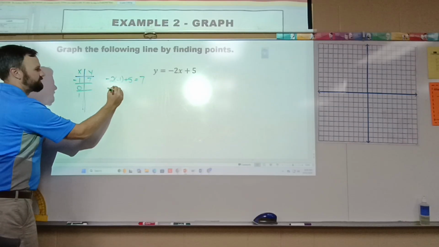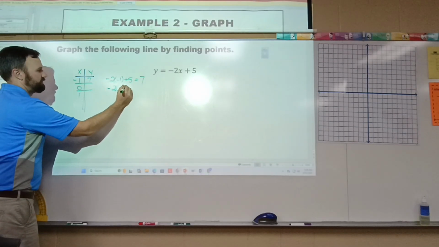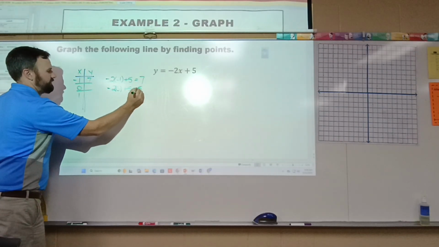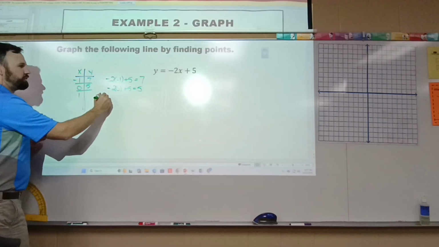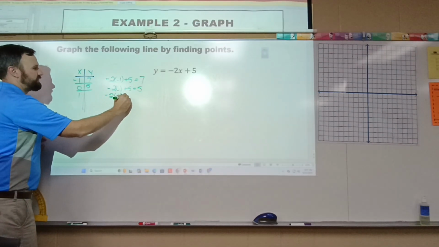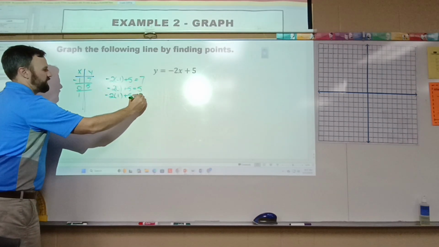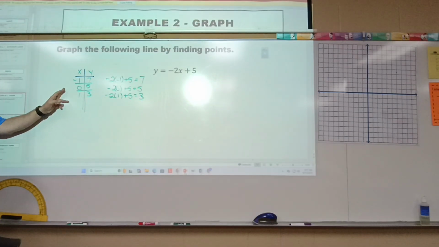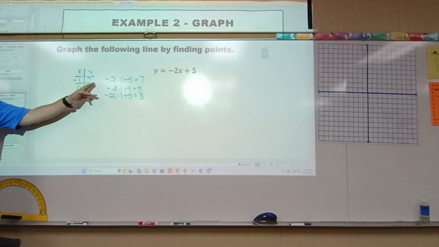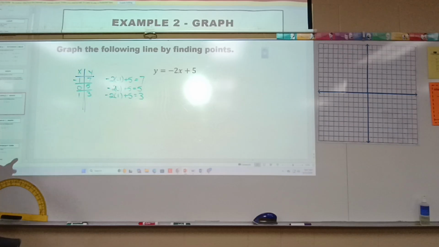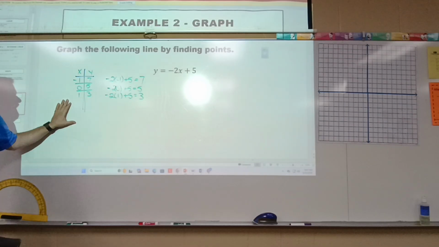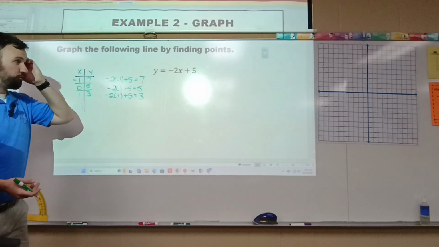Plug in 0. And plug in 1. Any questions on this one? Or you guys feel okay? Good news is, for a linear, this should be the same step every time, right? Because that's what the slope is. That should be the same step every time. It's easy to look at. It makes sense. And then you go graph your points.